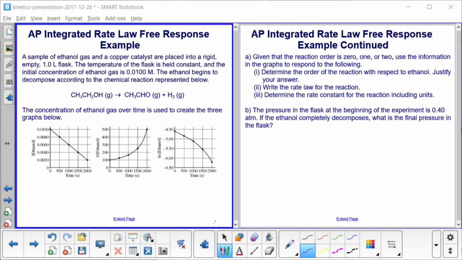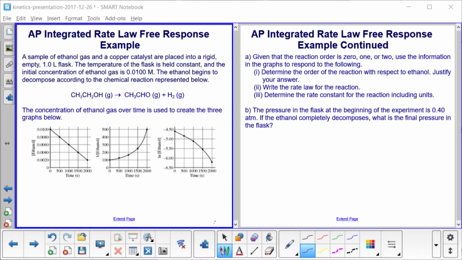All right, let's solve now an AP free response problem involving integrated rate laws. This question came from the 2011 AP chemistry exam and reads as follows. A sample of ethanol gas and a copper catalyst are placed into a rigid, empty 1-liter flask. The temperature of the flask is held constant, and the initial concentration of the ethanol gas is 0.0100 molar. The ethanol begins to decompose according to the chemical reaction represented below.